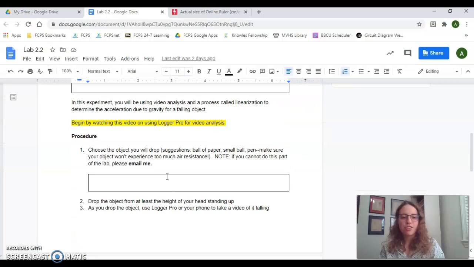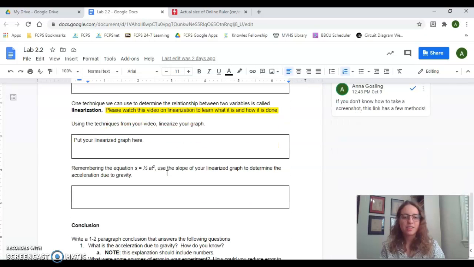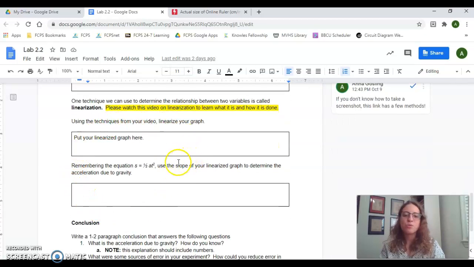Now, I do want to mention that in the analysis, you are asked to use the slope of your linearized graph to determine the acceleration due to gravity. What I want you to remember is that for your linearized graph, s is y for your line of best fit, and t is x. So you're going to figure out how that fits in. I'm not going to tell you any more than that because that is on you.